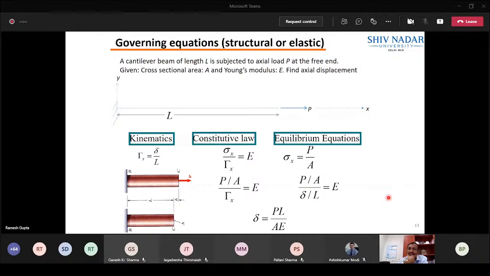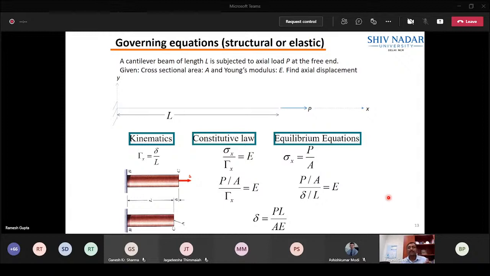The answer is no, because, for example, in the case of 3D, you have 15 equations. For example, you have 6 kinematics, 6 constitutive law, and 3 equilibrium equations. That means in total you have 15 equations and 15 unknowns. Mathematically it is fine, but where the problem lies is that you have integral differential equations which need to be solved very rigorously. That is where the problem lies.